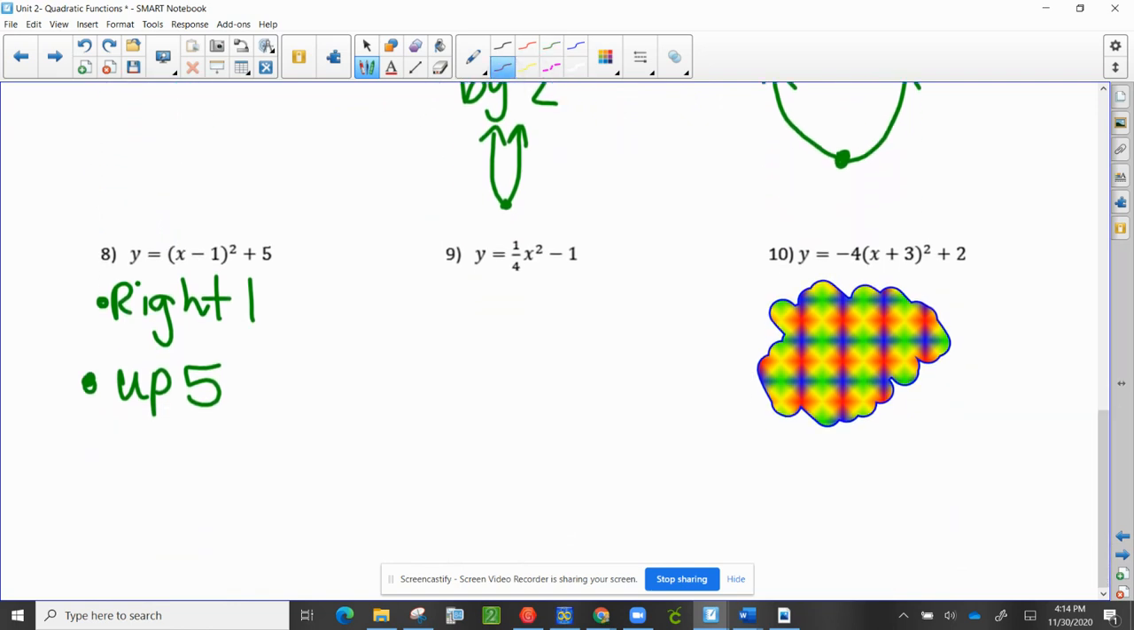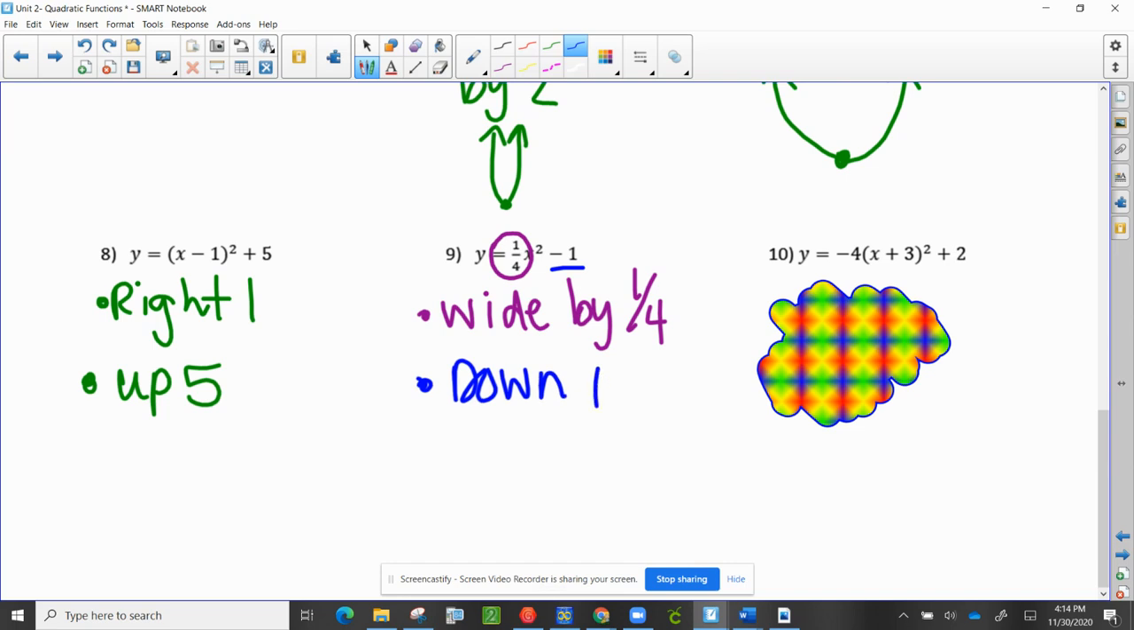In the next one, we have a 1/4 in front. So anytime we have a fraction in front, I know this graph is going to be wide. So it's wider by a factor of a 1/4. And then I also see this minus 1 on the end. So a minus 1 outside the squared term is going to move it down. So it's going to go down 1 spot. Okay, so you try number 10.